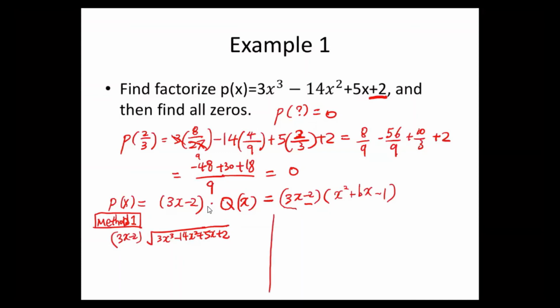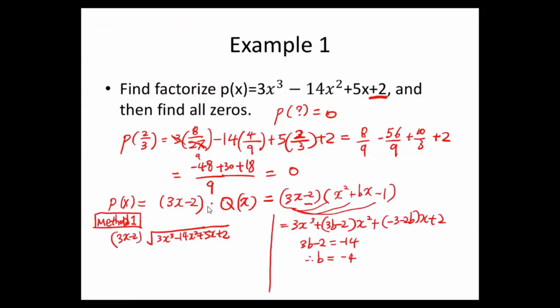The second way is that you distribute your expression. So you have 3x cubed plus (3b minus 2)x squared plus (negative 3 minus 2b)x plus 2. And then you compare this to your p(x). So 3b minus 2 is negative 14. So you have b is negative 4 as an answer.